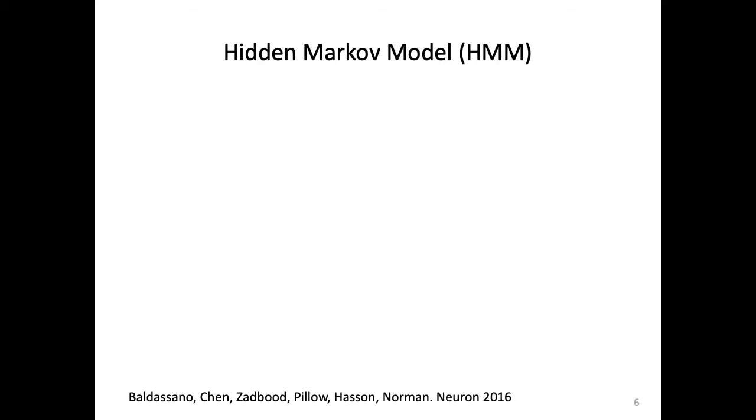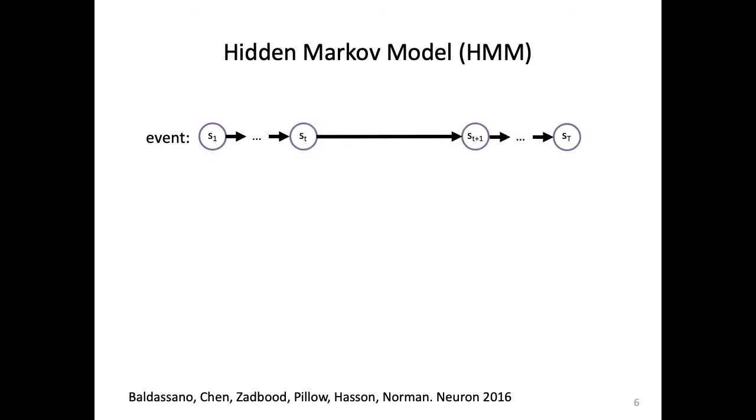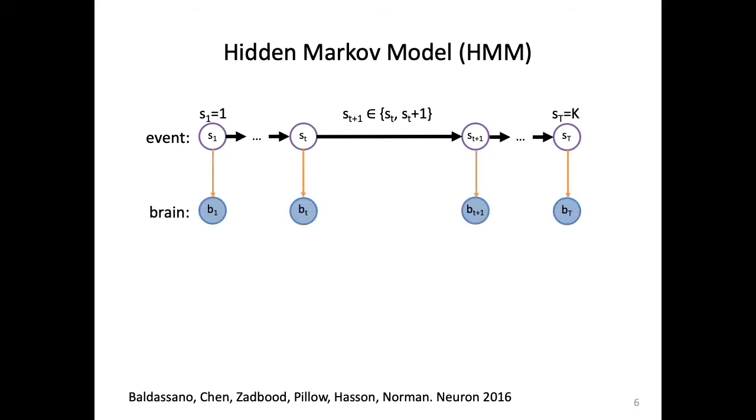The approach to detecting this structure that I'll describe in this video uses a hidden Markov model, or HMM. The HMM assumes that the brain moves through a sequence of latent states which correspond to the events. It starts in the first state, on every time point either stays in the current state or moves to the next one, and then ends at some final state k. What we get to observe is a sequence of brain activity, these b sub t variables.